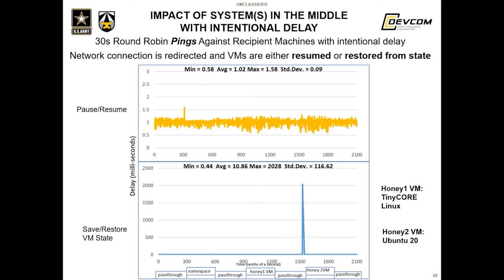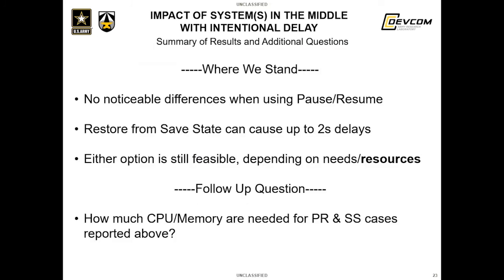The main difference between these two is that if paused, the VMs still consume RAM, but when they're saved, they must be loaded back into RAM. The results here show that when using pause resume, there aren't any noticeable blips. When instantiating a small VM like TinyCore, there's also very little noticeable delay. However, when restoring an Ubuntu 20 VM, there is a noticeable delay, as you can see there. So we learned that depending on system constraints and needs, a user would have to choose a solution that balances between delays and resource availability.